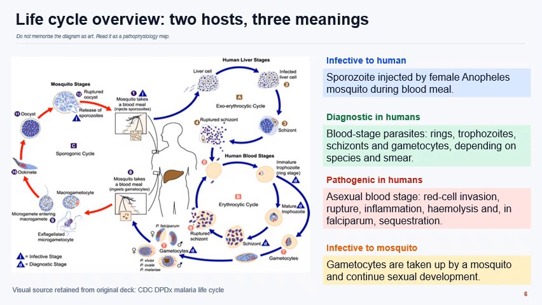Let us make this an examination anchor explicitly. The stage that is infective to human is the sporozoite. The stage that is infective to mosquito is the gametocyte. The diagnostic stages are the blood stage forms, and the pathogenic stage is the asexual stage form.